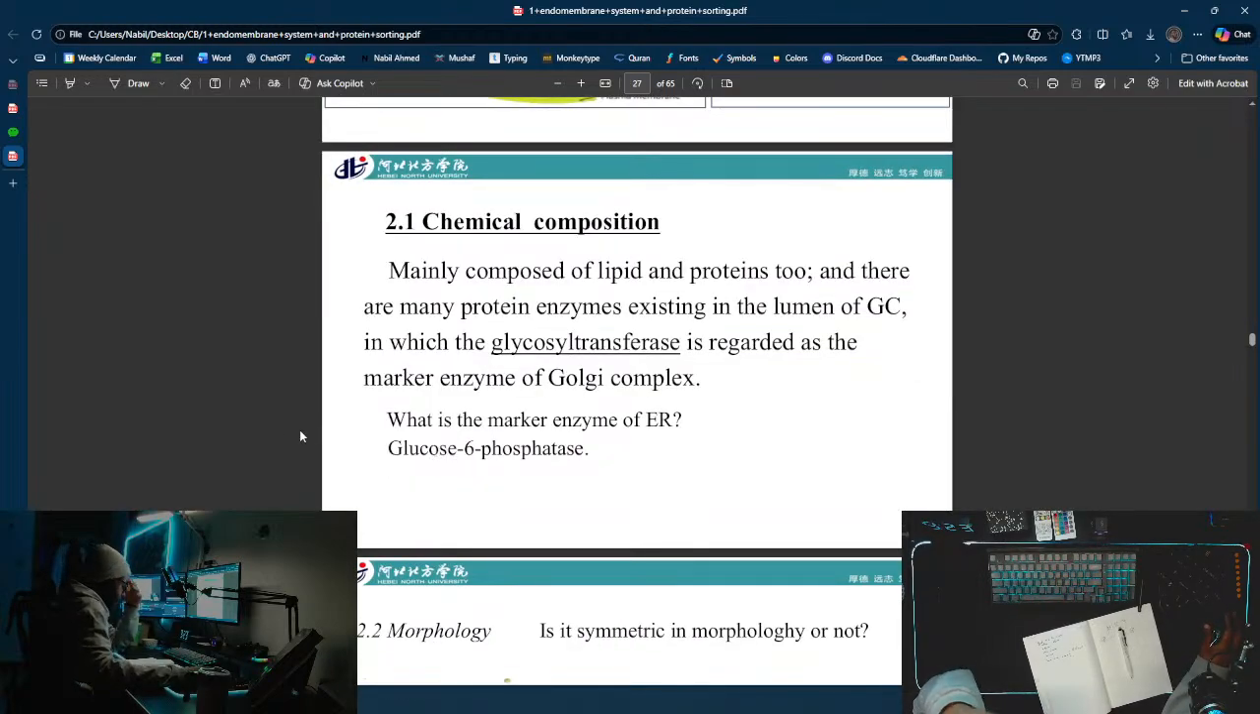So the function of the smooth ER is detoxification, storing of calcium ions, and lipid synthesis.